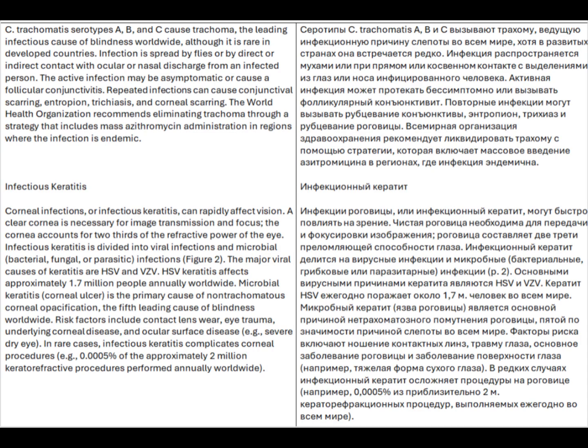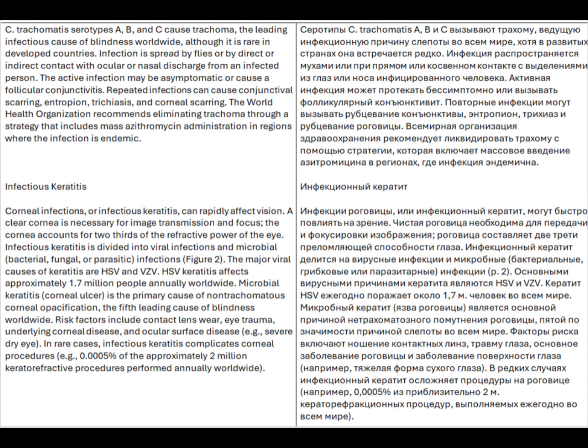Infectious keratitis. Corneal infections, or infectious keratitis, can rapidly affect vision. A clear cornea is necessary for image transmission, and the cornea accounts for 2/3 of the refractive power of the eye. Infectious keratitis is divided into viral infections and microbial, bacterial, fungal, or parasitic infections. Figure 2. The major viral causes of keratitis are HSV and VZV.